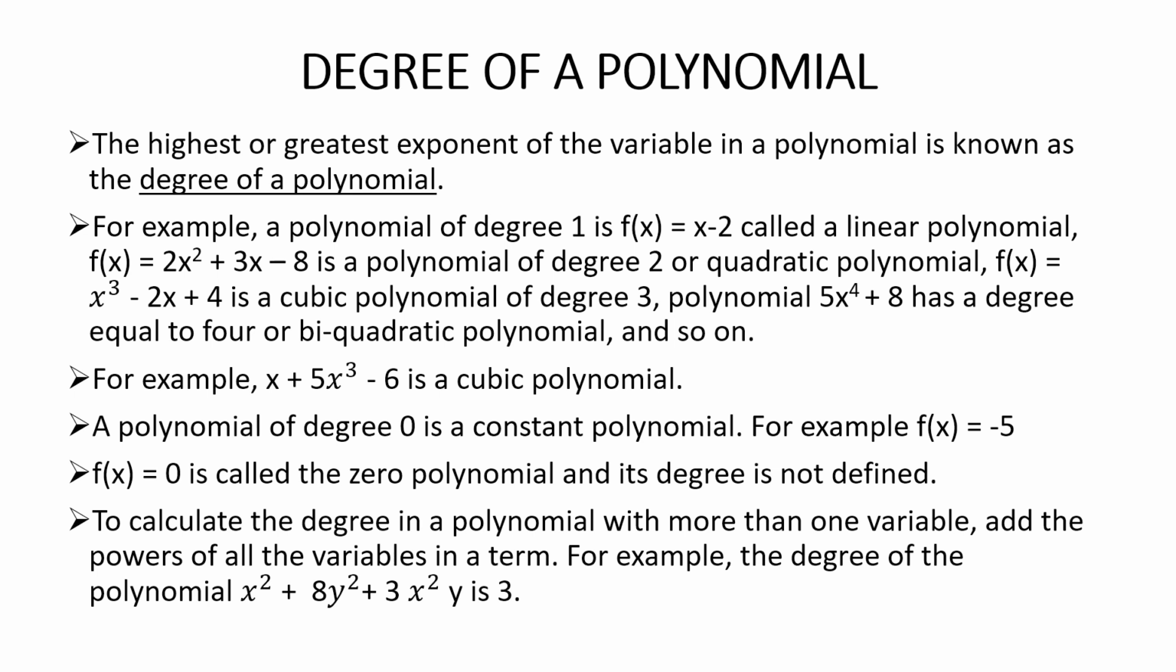To calculate the degree in a polynomial with more than one variable, add the powers of all the variables in a term. For example, the degree of the polynomial x square plus 8y square plus 3x square y is 3. Why? Because the third term has a power of 2 of x and 1 of y. So the total power is 3. So the highest power is 3.